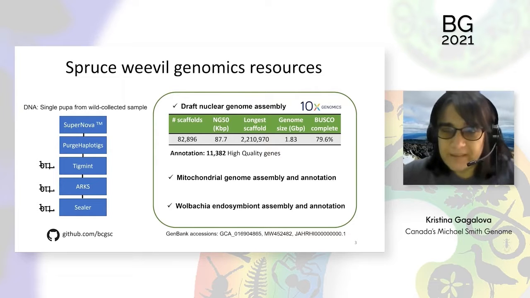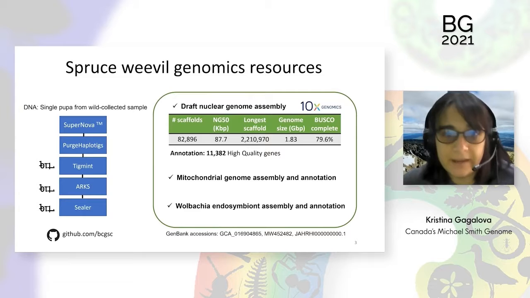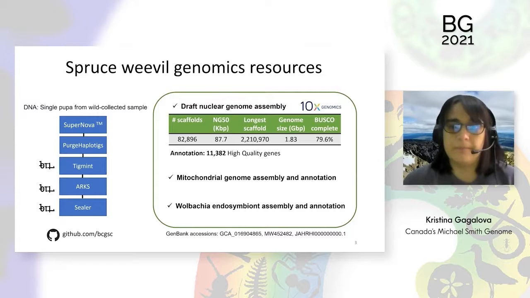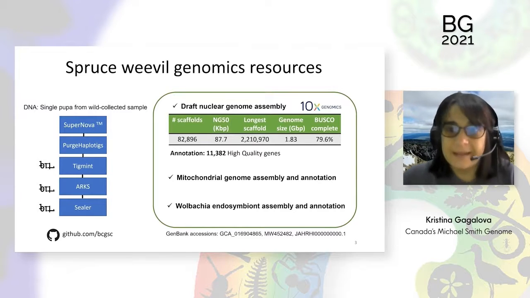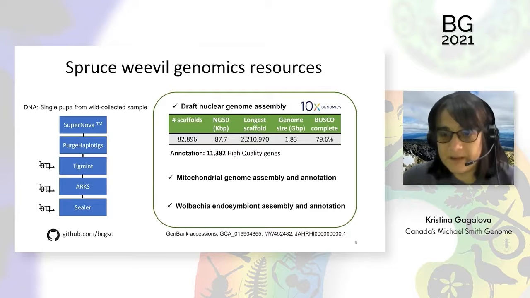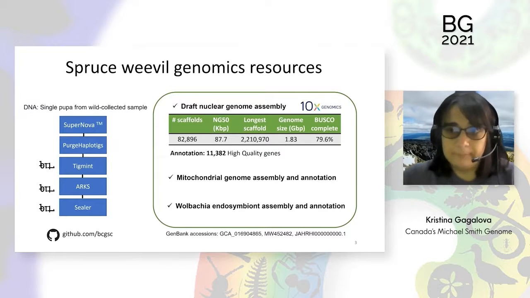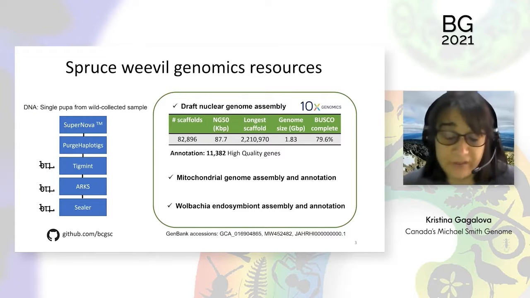The assembly that we've got is still a draft assembly. We have an NG50 of 87.7. The good thing is that we are very close to the estimated size of the genome that we are sequencing. The genome size is actually very big, about 2 gigabases per cent. We assembled 1.83, together with a good BUSCO complete reconstruction. On top of that, we did genome annotation.